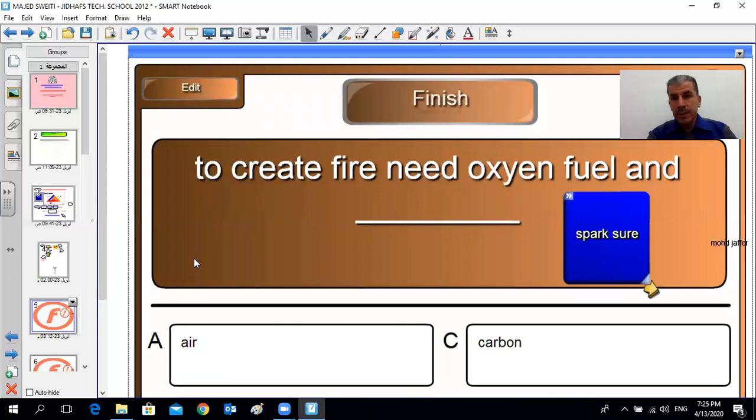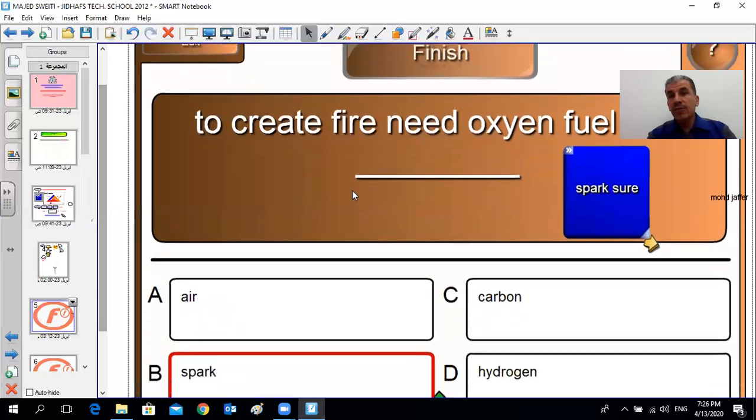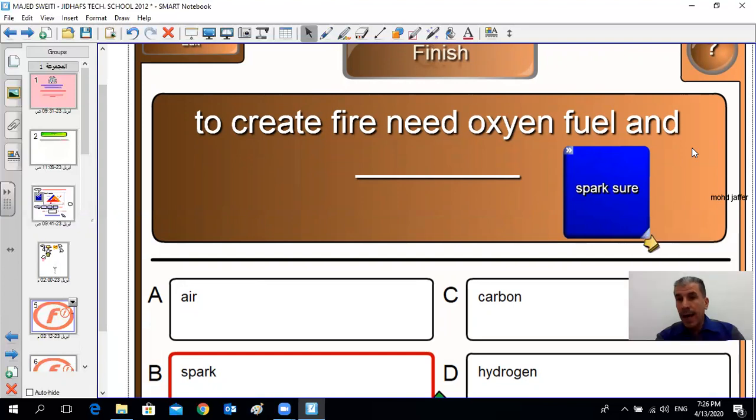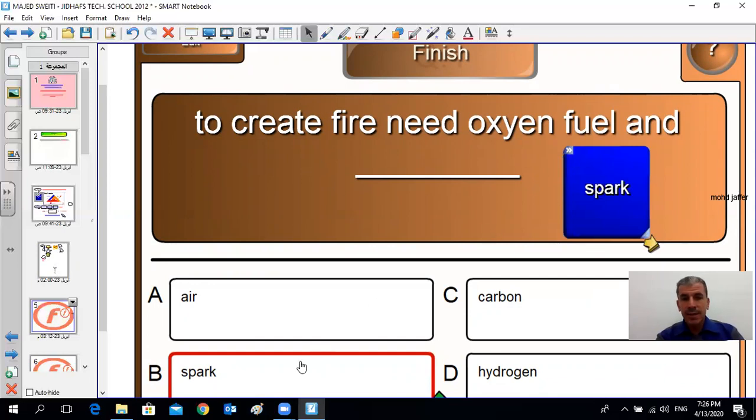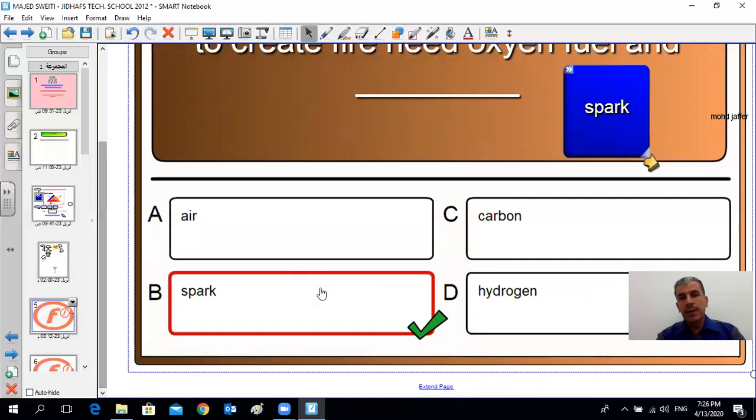Let's try Mr. Cube again. Now, Mr. Cube will answer. To create fire, we need oxygen, fuel, and... I think it's easy. First of all, he said, I don't know. Try again. Maybe spark, you're not sure? Try again. No, not fuel. Try again, Mr. Cube. Spark, yes. Now we get the answer. It's a spark. It's true. Your answer, Mr. Cube, is correct.